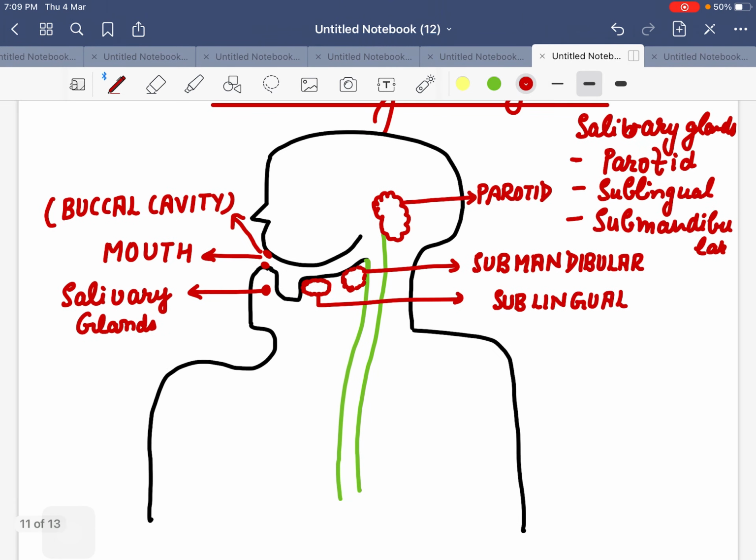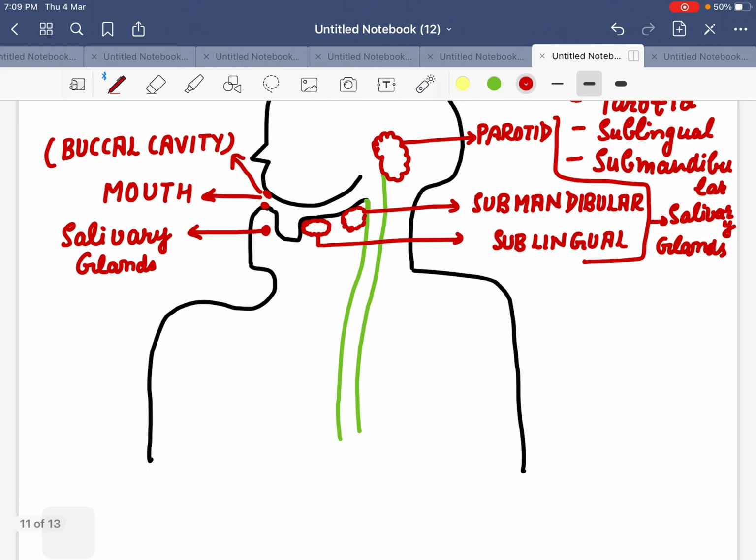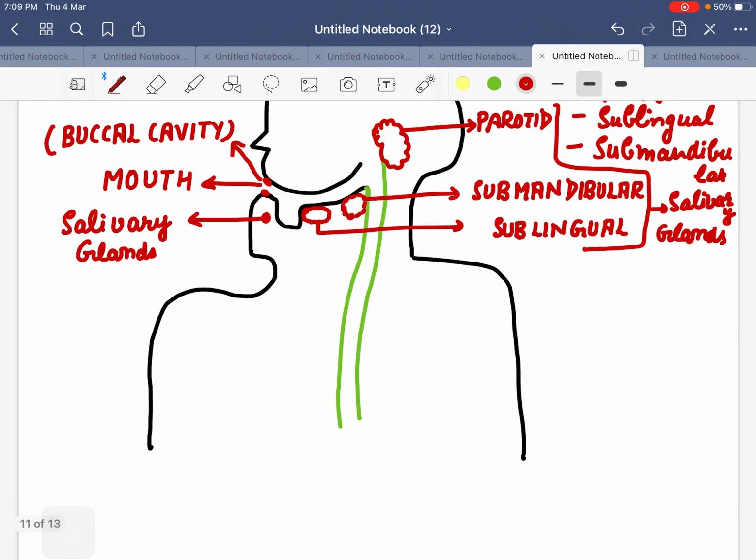You know the concept, right? So now you can label the salivary glands. These three are known as salivary glands, which secrete saliva. Right. So now this is done. This is labeled. Okay. So here even you can mark this portion as the tongue also. This is the area of our tongue.